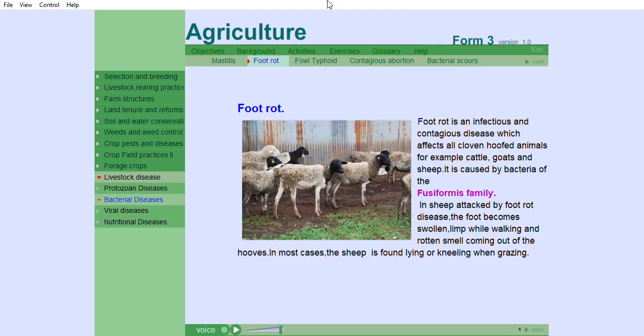Foot rot. Foot rot is an infectious and contagious disease which affects all cloven-hoofed animals, for example, cattle, goats, and sheep. It is caused by bacteria of the Fusiformis family. In sheep attacked by foot rot disease, the foot becomes swollen, the sheep is limp while walking, and there is a rotten smell coming out of the hooves. In most cases, the sheep is found lying or kneeling when grazing.